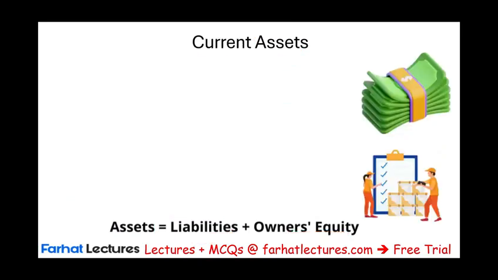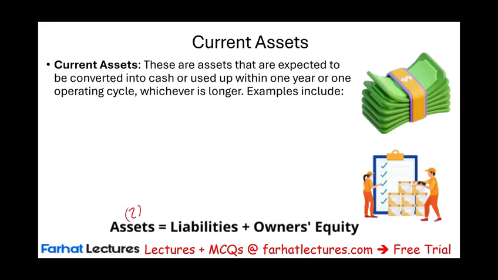Now within assets, we're going to differentiate. We have two types of assets, and we're going to differentiate them for now really briefly. Current assets are assets that are expected to be converted into cash or used up within 1 year or the operating cycle, whichever is longer. So any asset that we are going to use, consume, or convert to cash is considered a current asset.